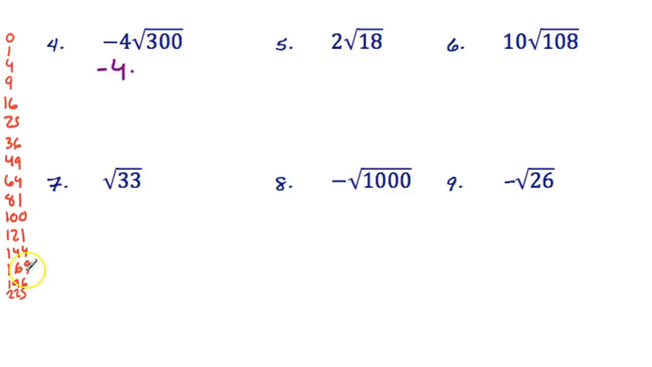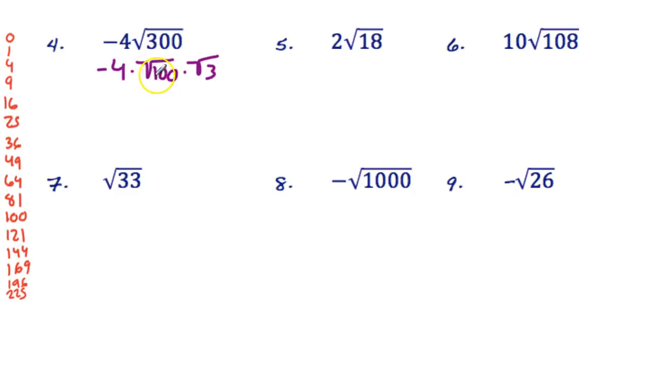So 300, right? I could extend this, but I know the numbers above 225, they won't be divisible into 300. It won't work. So if I go down, I could use my calculator, but I know 100, right? That's going to be divided into 300. 100 times 3 equals 300. So this, you can do square root of 100 times the square root of 3.